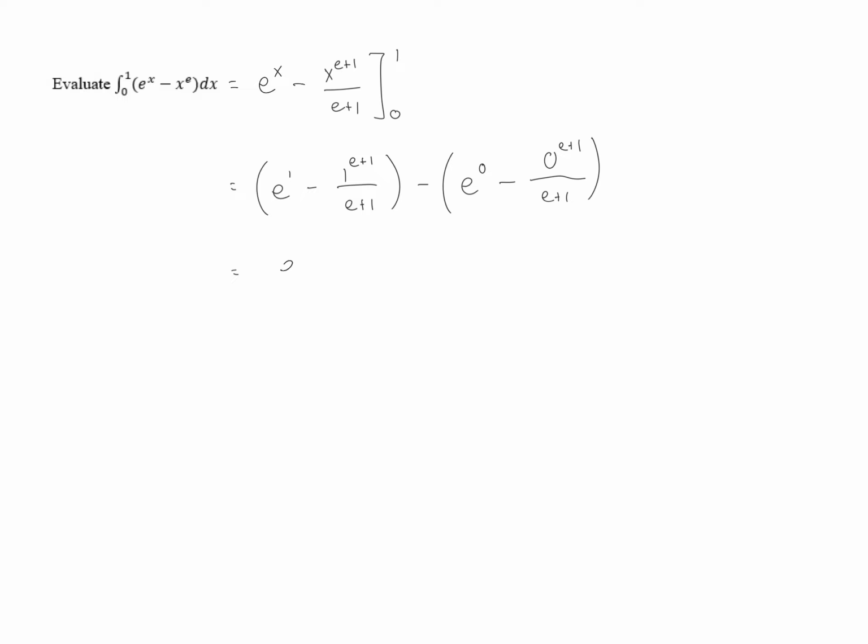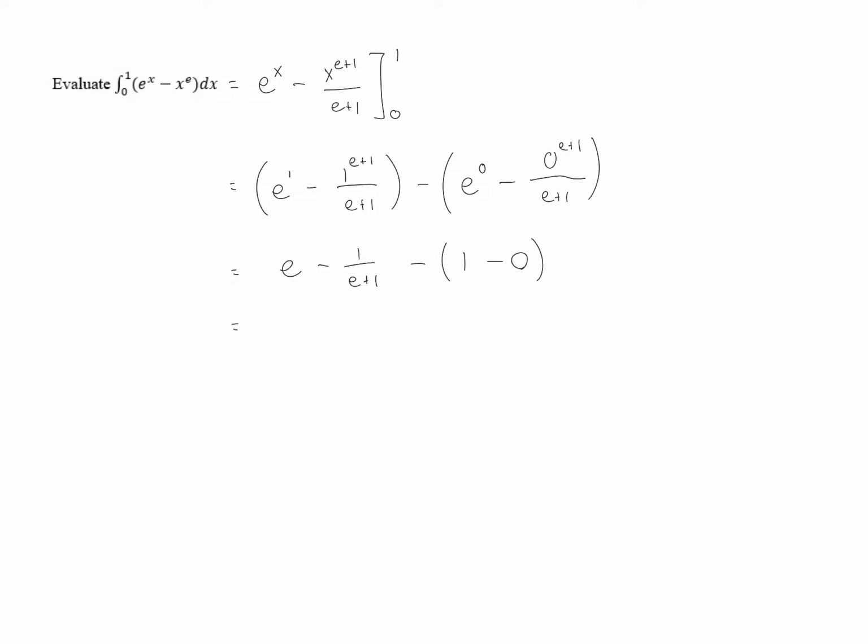e^1 is e, and then 1 to any power is 1. So that's going to be 1 over e+1. And then minus e^0, which is 1. And then minus 0 to any power is 0, so that whole thing is going to be 0. And so 1 minus 0 is 1, and so we're just subtracting 1 at the end.